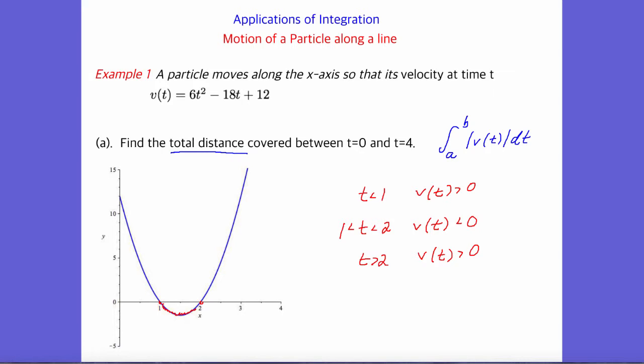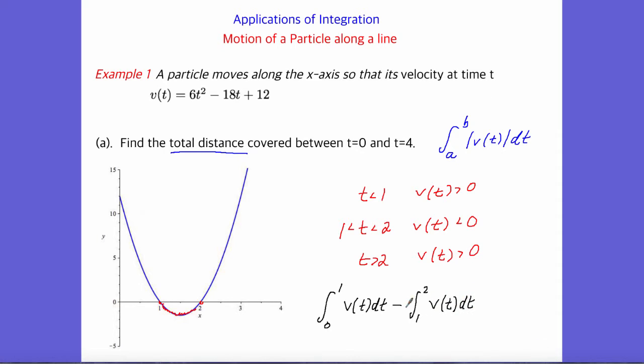So we can set up the integral in 3 parts. We look at our time intervals, so we go from 0 to 1, because we're going from 0 to 4 in time, and we integrate v of t dt. We do not need absolute value here, even though we're finding total distance, because on the interval from 0 to 1, our velocity is always positive. However, between 1 and 2, velocity is negative, so we put a minus sign and integrate v of t from 1 to 2.